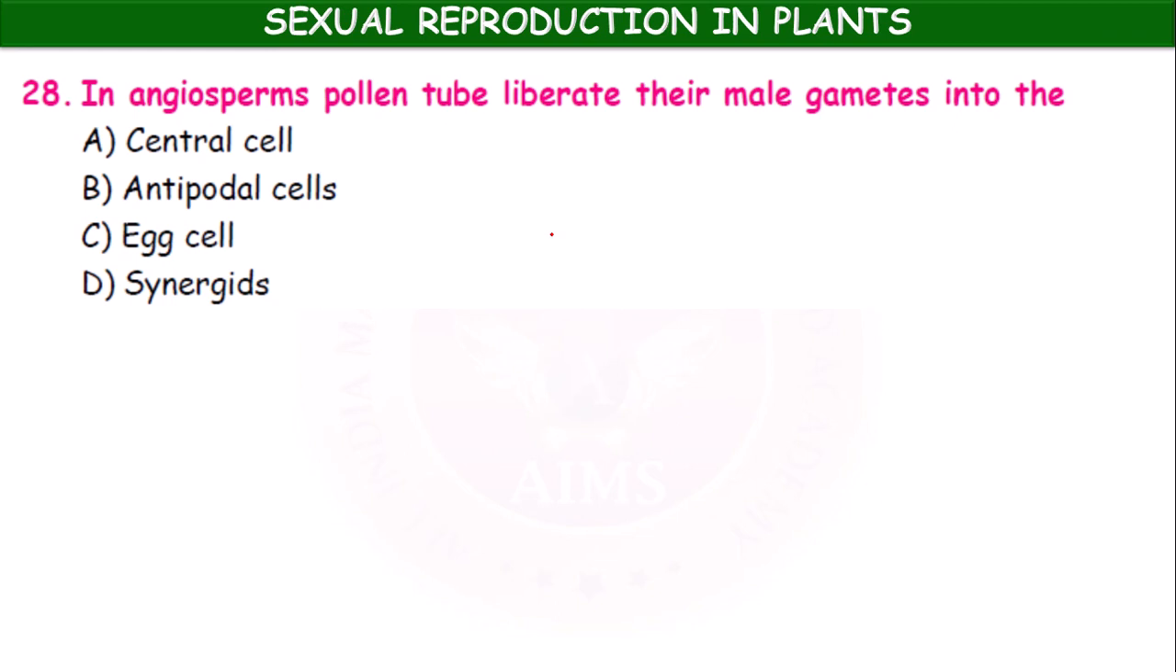In angiosperms, pollen tubes liberate their male gametes into the central cell, antipodal, synergids, egg cell. To the synergids, the pollen tube releases the male nuclei near the synergids, in the micropylar region of the ovule.